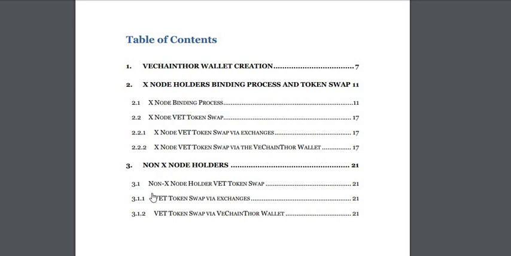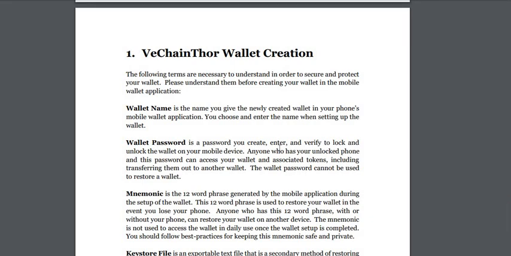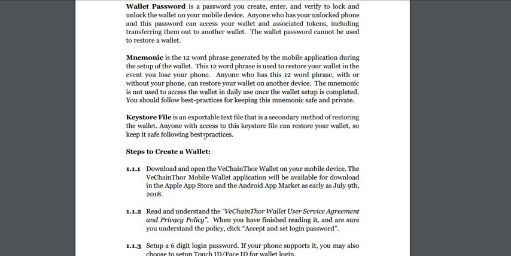And so we're going to jump down here to the VET token swap via VeChain Thor wallet, page 21. Now, just quickly, when you create your wallet, download your wallet and create the first wallet, you're going to have to do all the normal things. You're going to have to give it a name, give it a password. They're going to give you a mnemonic phrase. You have to write them down somewhere.